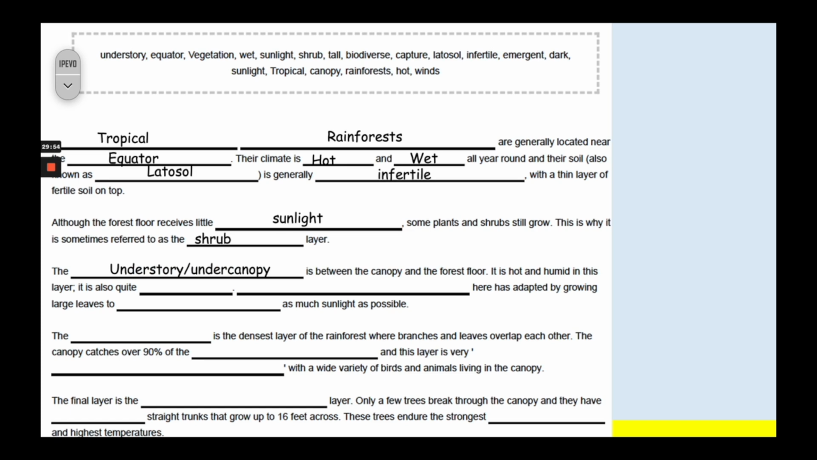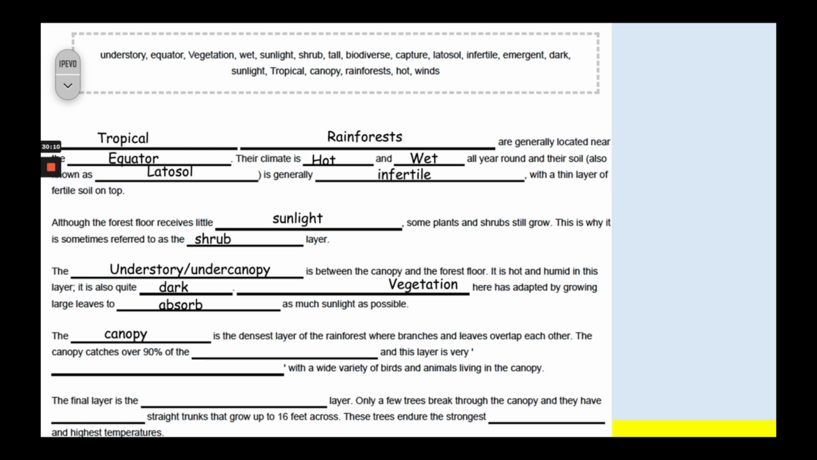The understory or under canopy is between the canopy and the forest floor. It is hot and humid in this layer. It is also quite dark. Vegetation here has adapted by growing large leaves to absorb as much sunlight as possible.